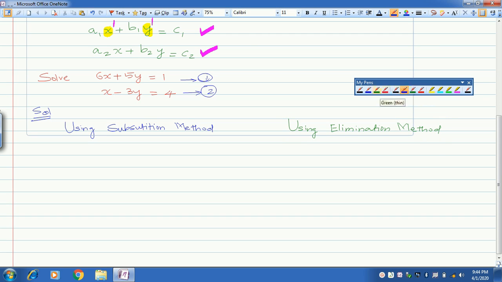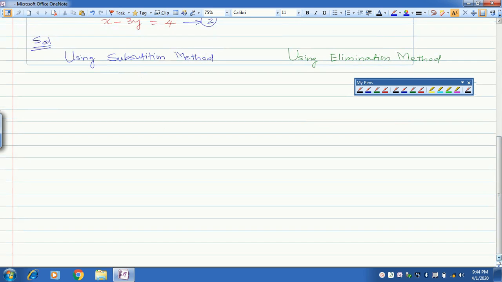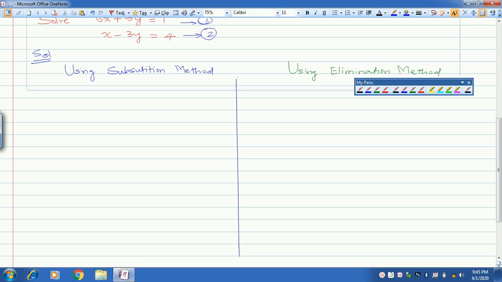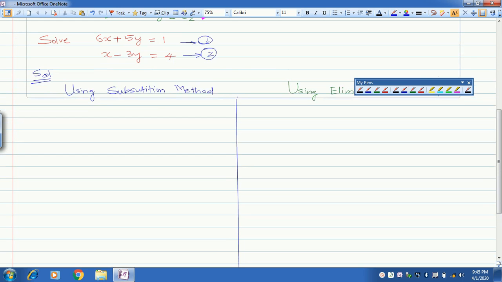So first we will discuss the substitution method. How will you do the substitution method? First we will do it. I will solve the substitution method. What do you mean by substitution method? Here you have the equation 1.